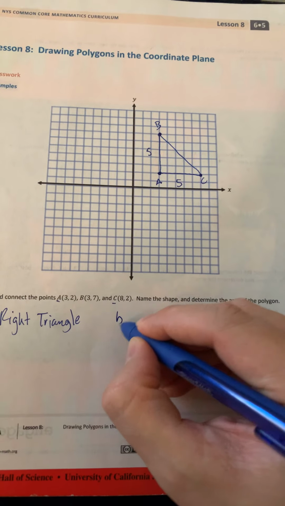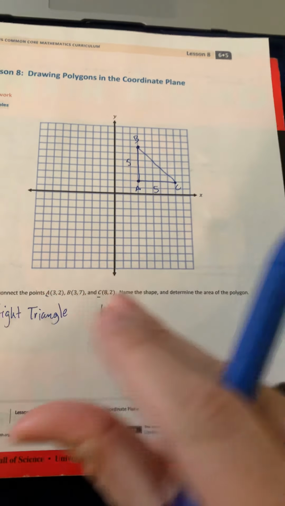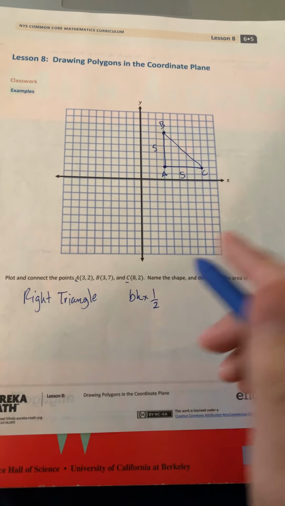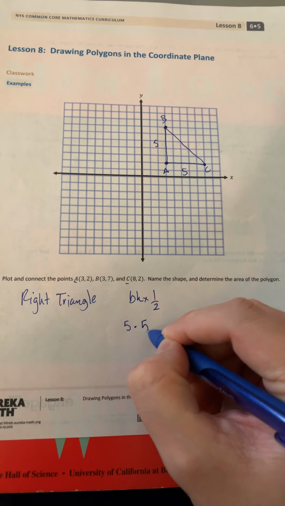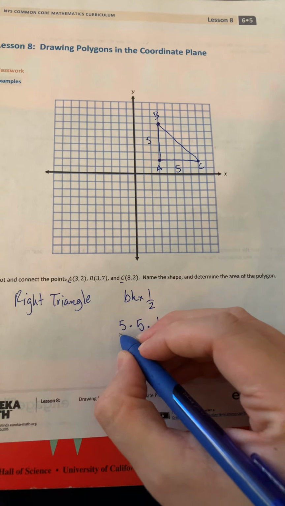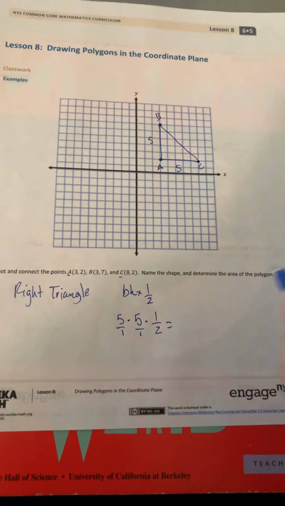So we're going to use the formula base and height times 1/2. You can also flip it and say 1/2 times base times height. For this problem, my base is 5, my height is 5, times 1/2. I'm going to make them into fractions and multiply across.